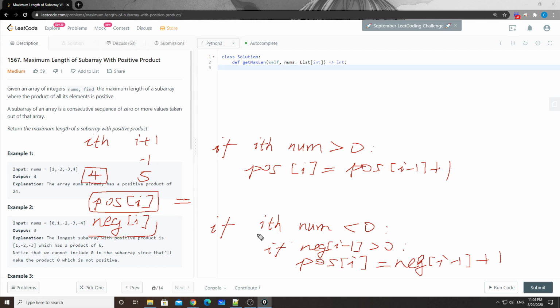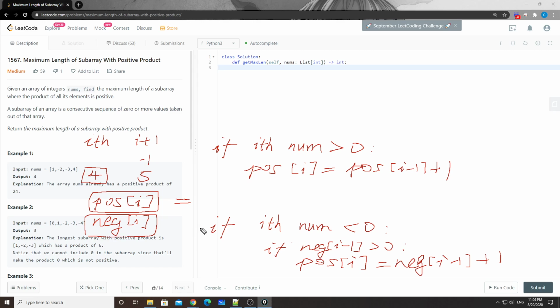Okay, so with these two options, what if the ith number is 0? 0 means that we just need to reset positive and negative to 0. But since we have already initialized the positive I and negative I DP arrays to 0, we can just simply ignore the 0 case. Okay, so that's the positive one. But we also need to update the negative one.